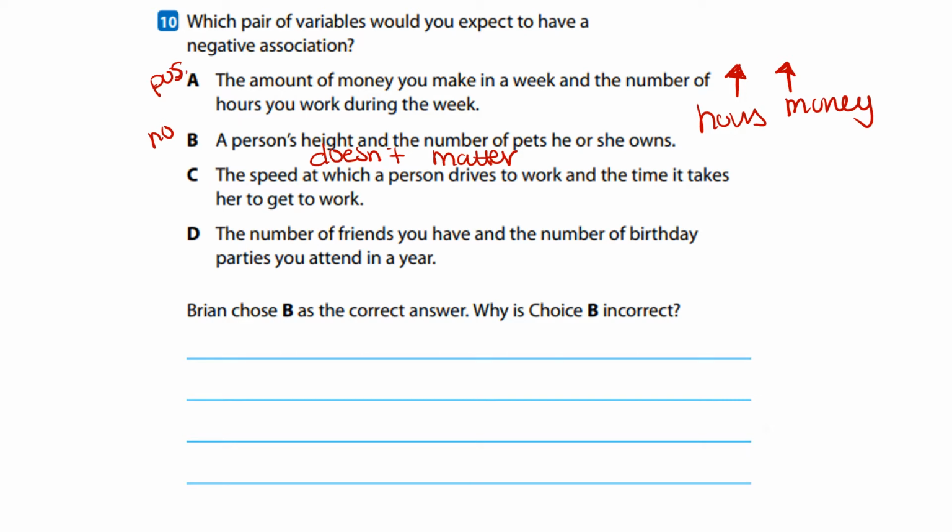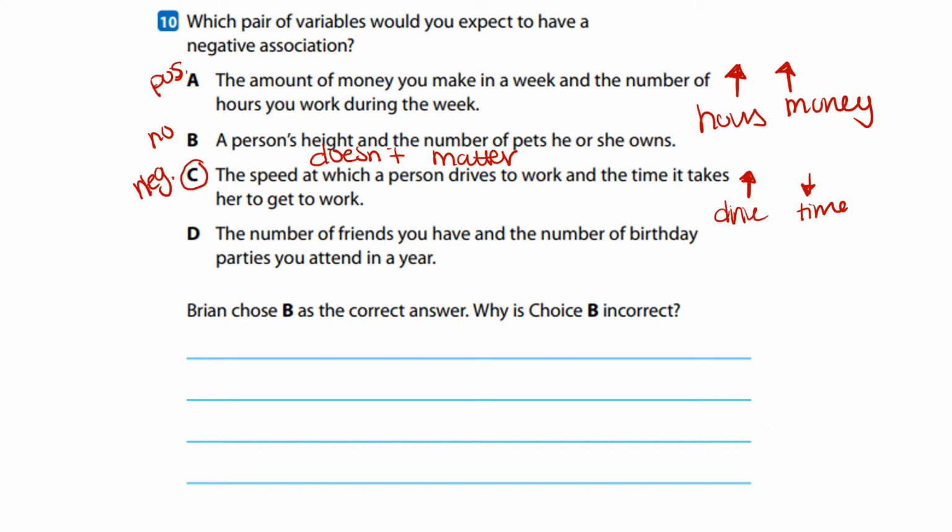For letter C, the speed at which a person drives to work and the time it takes her to get to work. So the faster you drive, the less time it takes. As one goes up, driving fast, the other goes down, less time. That would be a negative association. So that's going to be our correct answer.